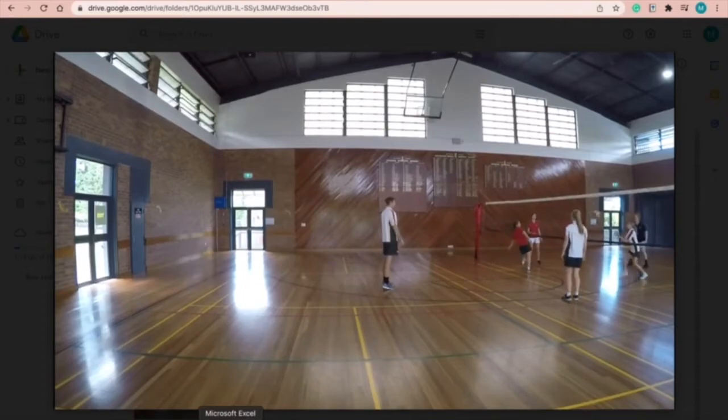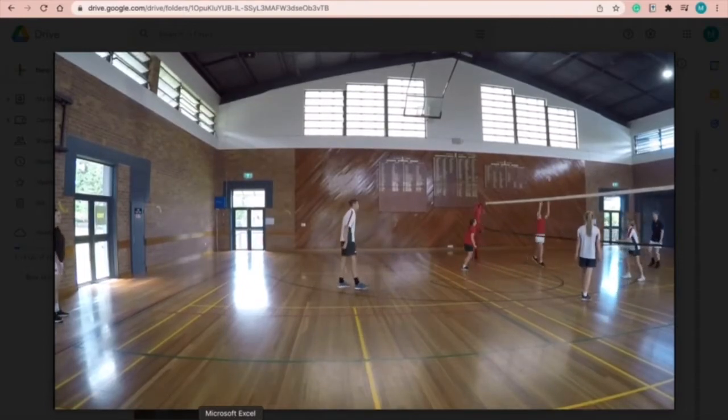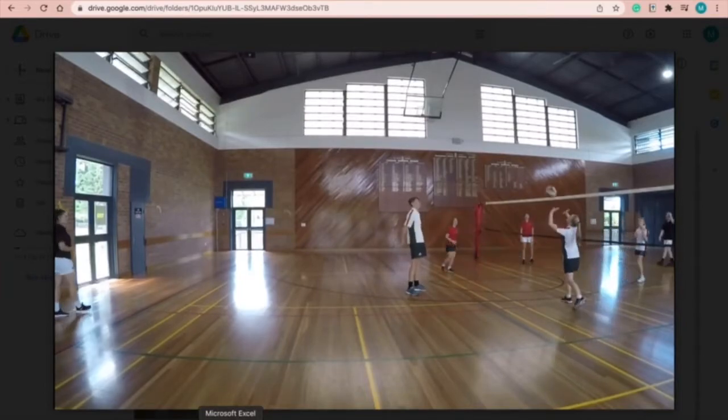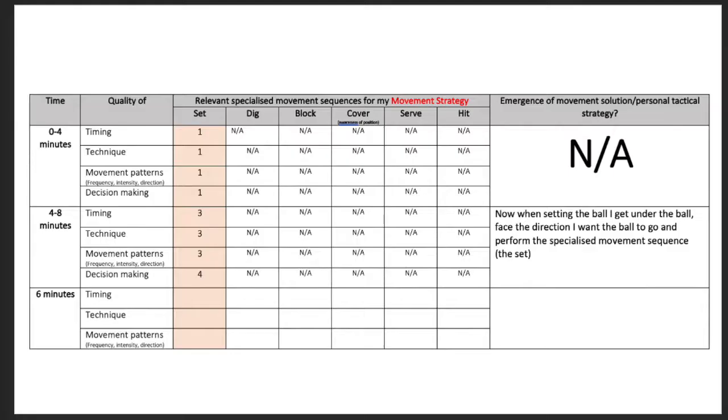The second 4-minute block saw little to no change in the effectiveness of my set, still having 6 ineffective sets and only 1 effective set. The next 4-minute block saw a drastic change in my performance, now with me having 5 effective sets and only 1 ineffective set. As seen in the GPAI, my effectiveness score increased from 1 to 4. Whilst analysing the footage, it is evident a new tactical strategy emerged. Now when setting the ball, I get under the ball, face the direction I want the ball to go and set.